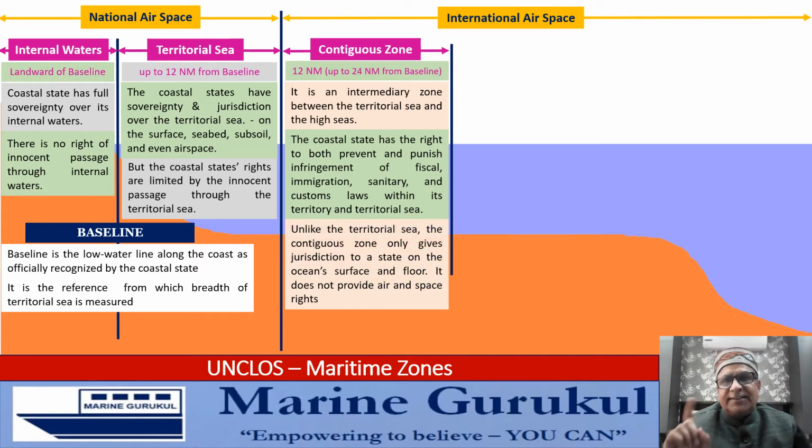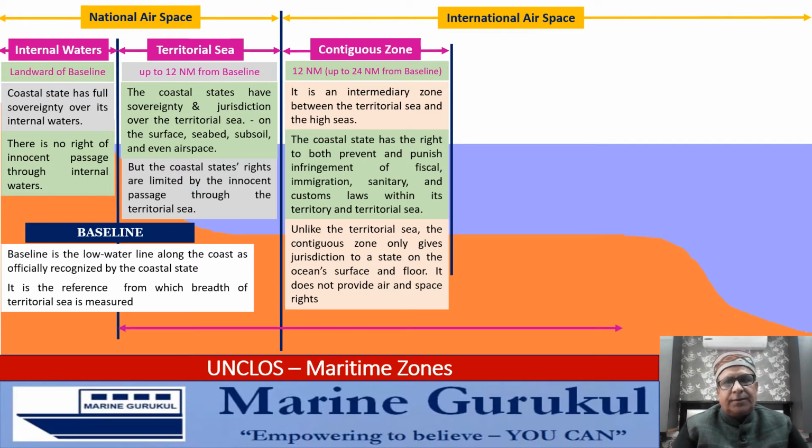Unlike the territorial sea, the contiguous zone only gives jurisdiction to a state on the ocean surface and the floor. It does not provide the rights in the space. Why? Because the airspace above the contiguous zone forms a part of the international airspace.